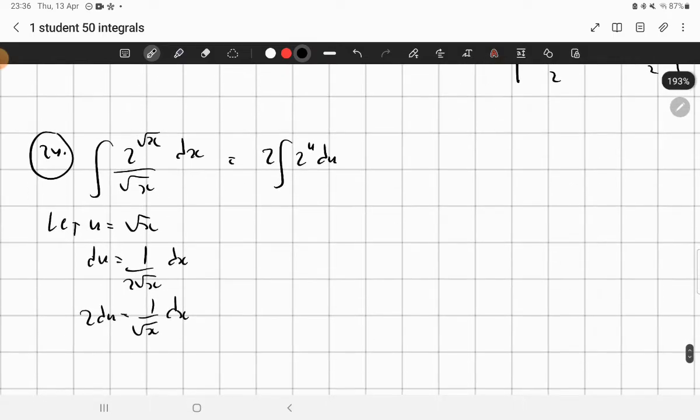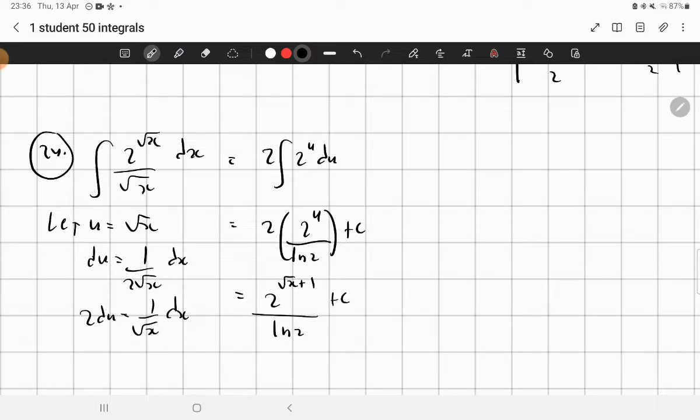So by using the rules of integration, you will have 2 times 2 to the power of u over ln 2 plus c. We know that, well, 2 to the power of u is 2 to the power of square root of x, and we can combine them by using index law. We have 2 to the power of x plus 1 over ln 2 plus c. So I believe that will be the appropriate answer.